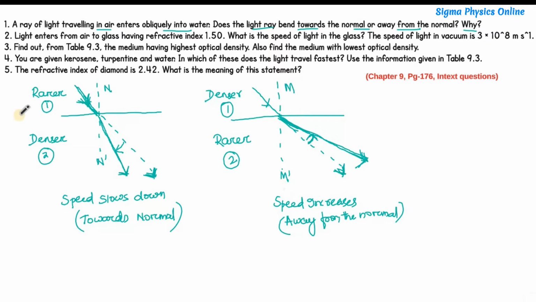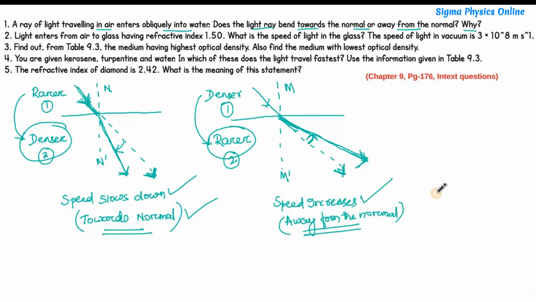So from this we understood that whenever light is traveling from a rarer to a denser medium, it bends towards the normal. When a light ray is moving from a denser to a rarer medium, it bends away from the normal. The reason being the change in speed. When it enters a denser medium, its speed slows down, so it bends towards the normal, and when it enters a rarer medium, its speed increases and it bends away from the normal.